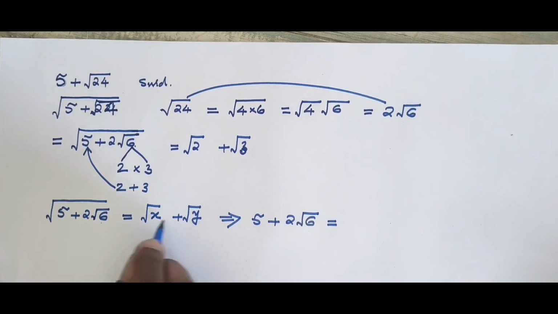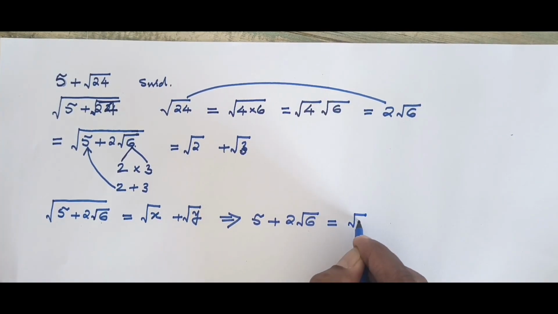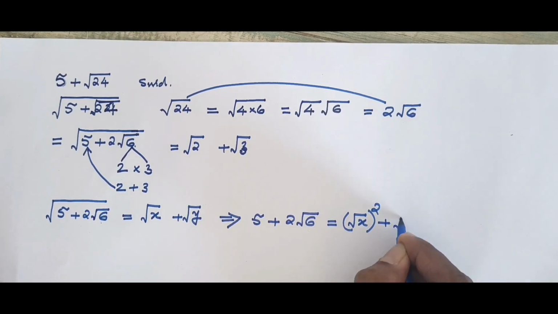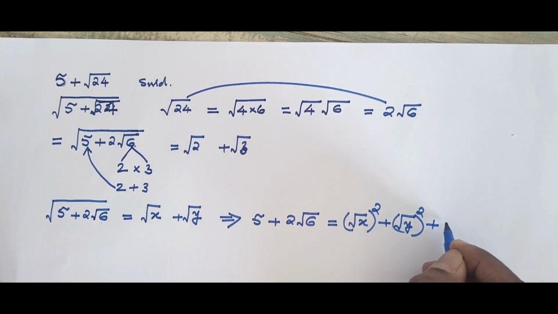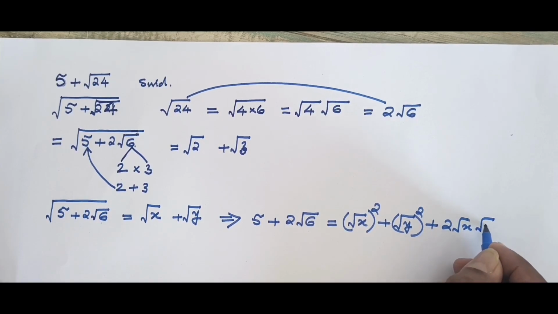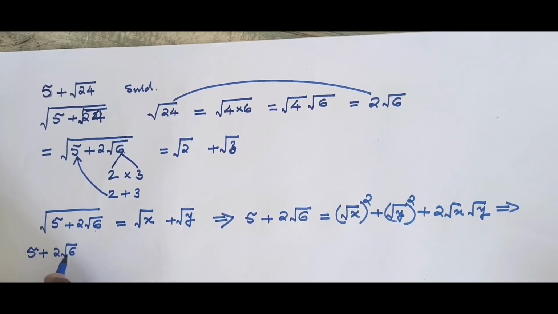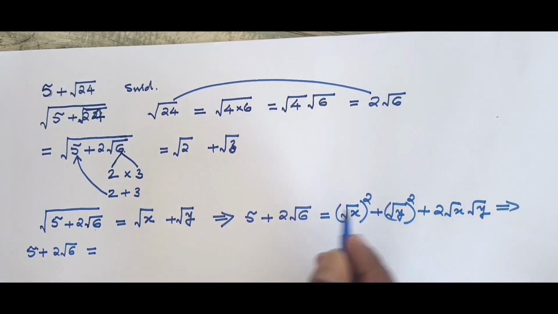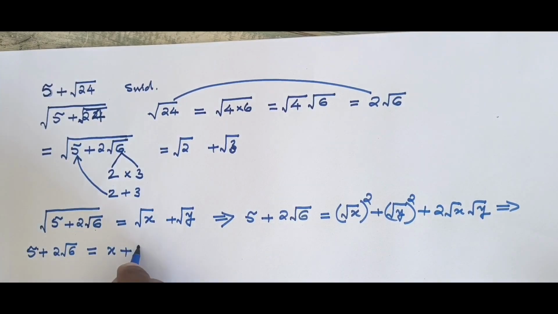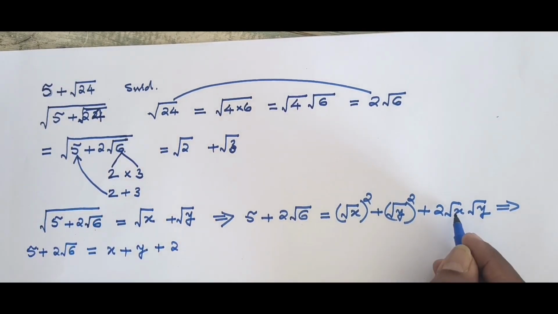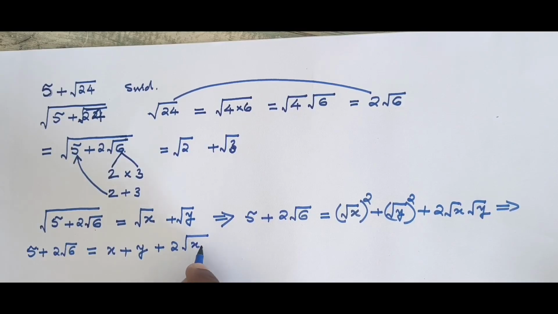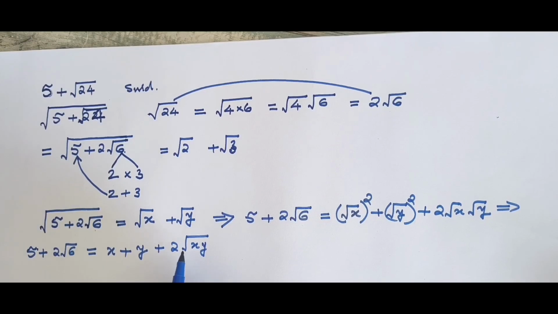On the right you get, this is in the form a plus b, the whole squared. So root x squared plus root y squared plus 2 root x root y. This implies left side is 5 plus 2 root 6. Right side, root x the whole squared is x. Similarly, the other one, y. Plus 2, you can write both the terms under the one root sign, square root of xy. Left side is a surd. Right side is also a surd. Here the rational part is x plus y. And the irrational part is 2 root xy.